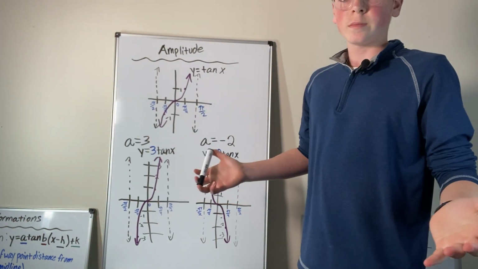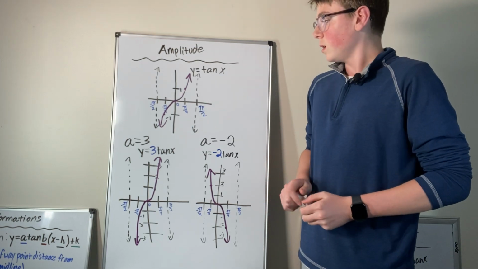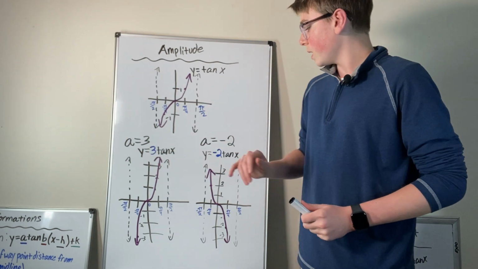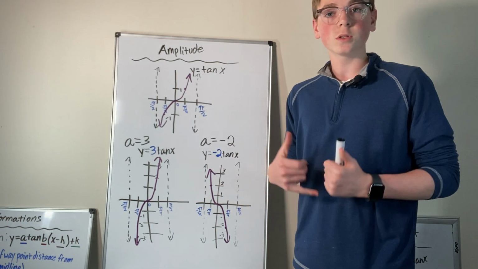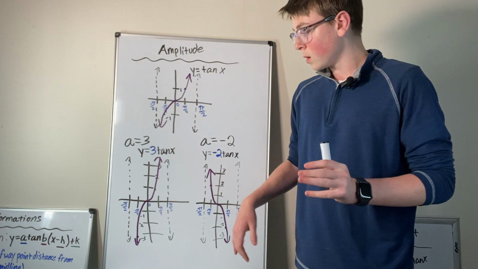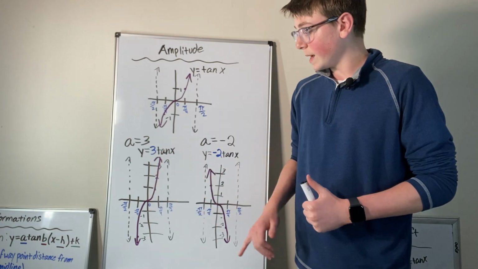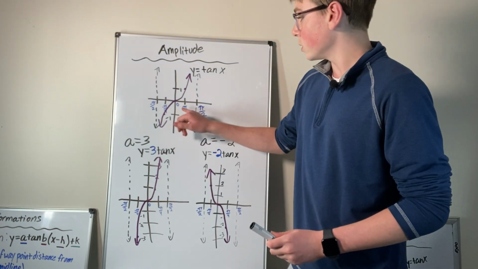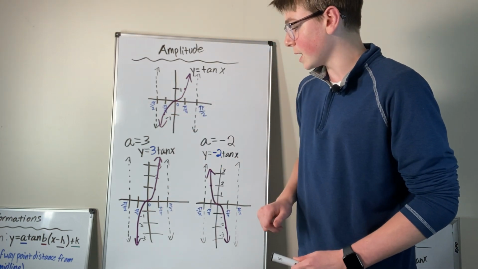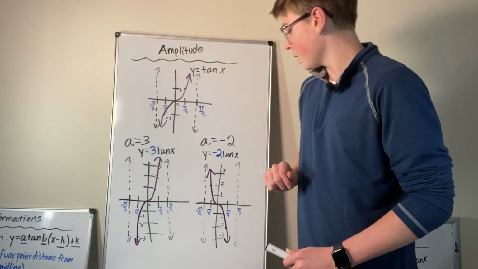First, amplitude. Let's go. We have our y equals tangent x. Then, if we say a equals 3 and a equals -2, let's start at a equals 3. Then we have y equals 3 tangent x. What does that do? Well, it extends the height of these halfway points from the midline. So the halfway points used to only go up to 1 and down to -1. Now they go up to 3 and down to -3.